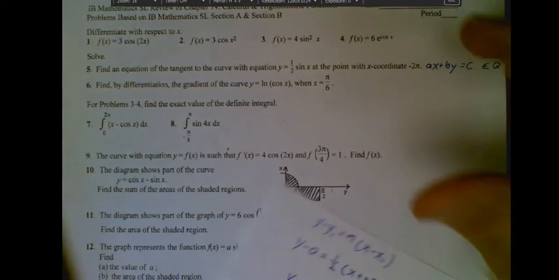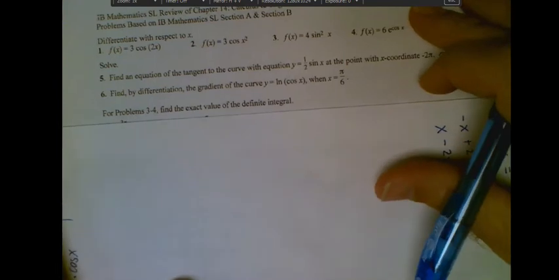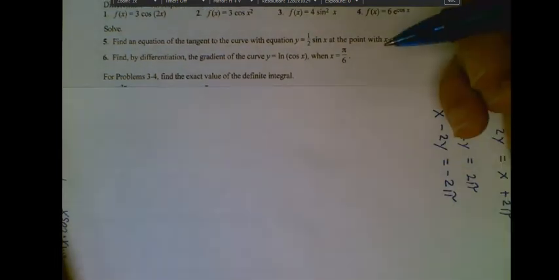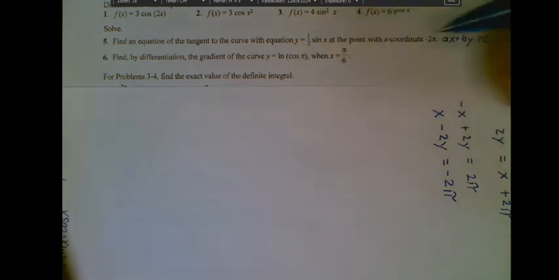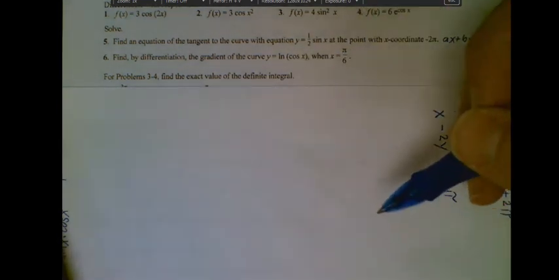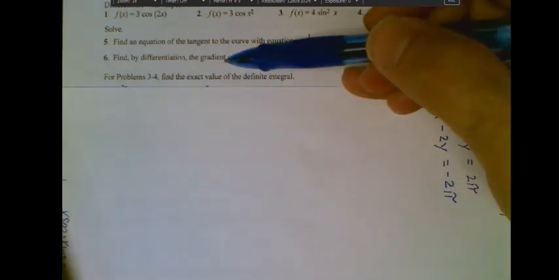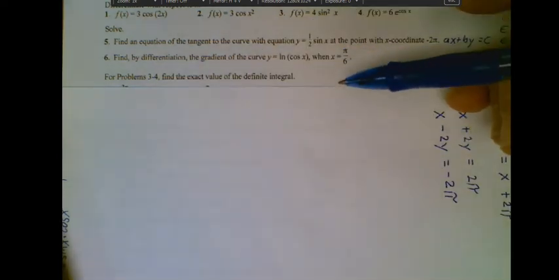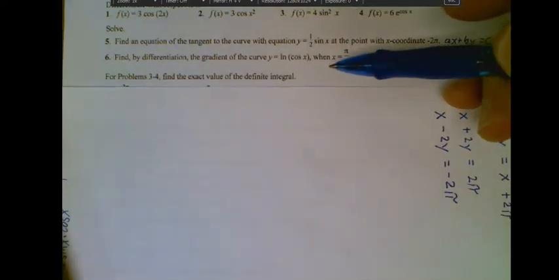Moving on to number 6. So find by differentiating the gradient of the curve. Remember, gradient just means slope. So they're giving us a curve right here. Real similar problem to number 5. Only it's like one step easier because all I have to find is the slope, instead of the full equation of the line like I did on the last one. I only need the slope.